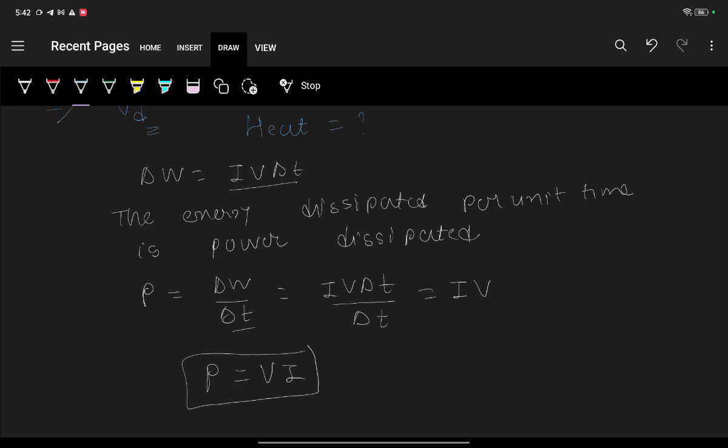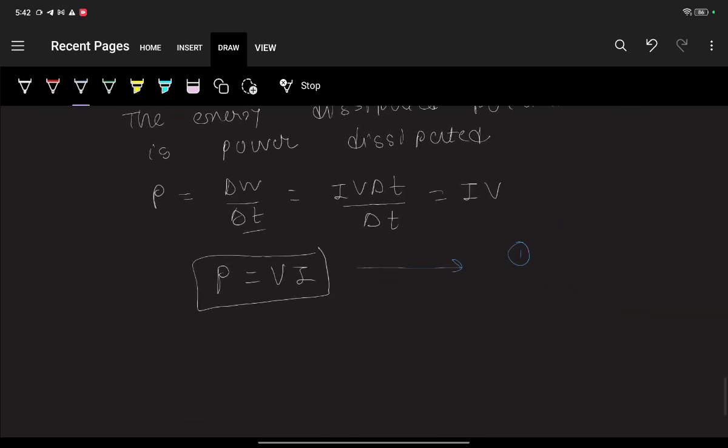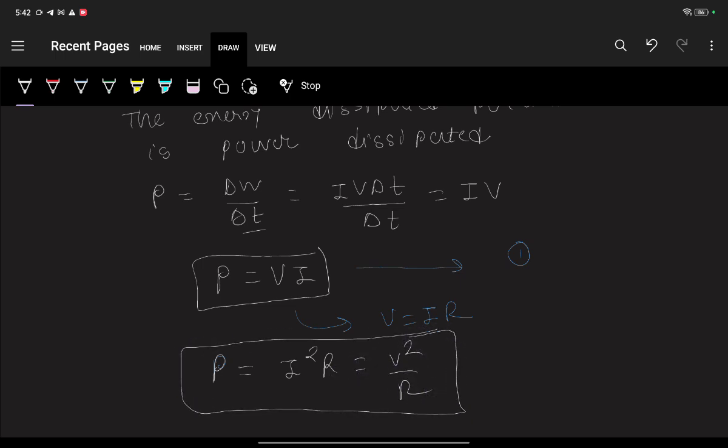This is the most important expression in electricity, okay? And if we use Ohm's law here, which is V equal to IR, our expression will become P equal to I squared R, or we can say V squared by R. So this is the power dissipated, power loss, or we can say ohmic loss.